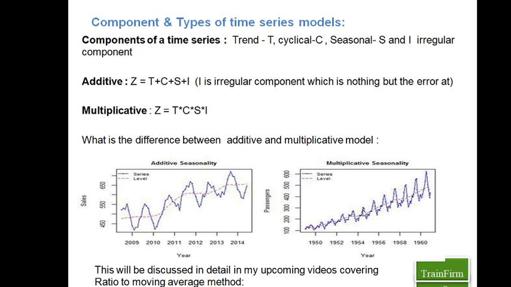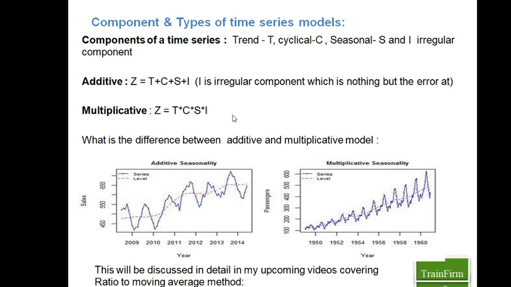As time moves on, I see that the amplitude is getting bigger and bigger. That means the difference between the peak and trough is not a constant. It has a multiplier effect, as the name goes, right? So such models are called multiplicative models. And this is an additive model. When you use an additive model, all these four components get added up to find the forecast. Whereas in a multiplicative model, it's the product which comes into play.